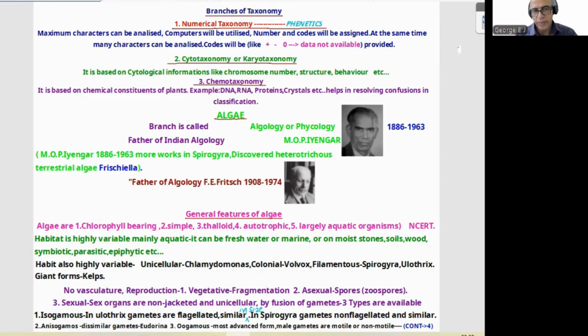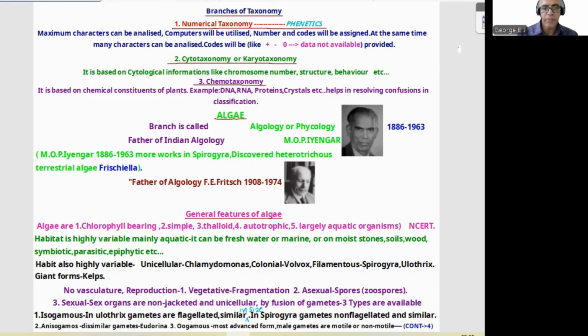Under isogamous, 2 types are important for the exam. In Ulothrix, gametes are flagellated and similar in size. In Spirogyra, gametes are non-flagellated and similar. Similar means in size. Second is anisogamous. Anisogamous means dissimilar gametes. Example is Eudorina.